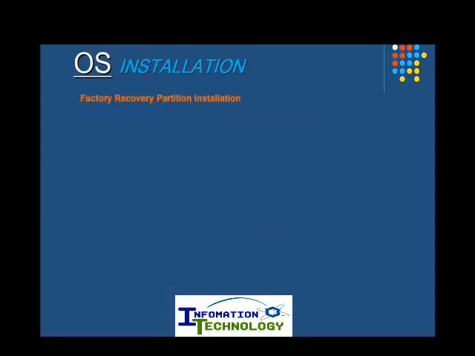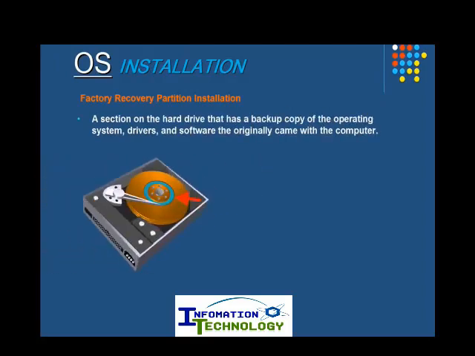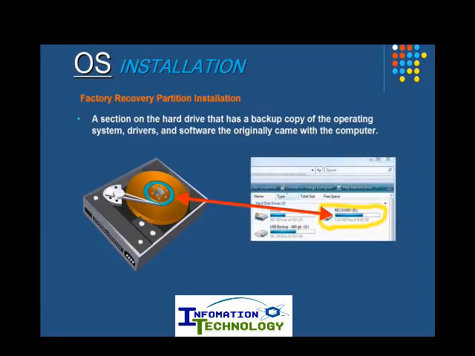Another method of installing the operating system is by using the factory recovery partition. The recovery partition is a section on your hard drive that has a backup copy of the operating system, drivers, and software that originally came with a computer from the manufacturer. It allows you to return to the computer's original condition from when you first purchased the computer.